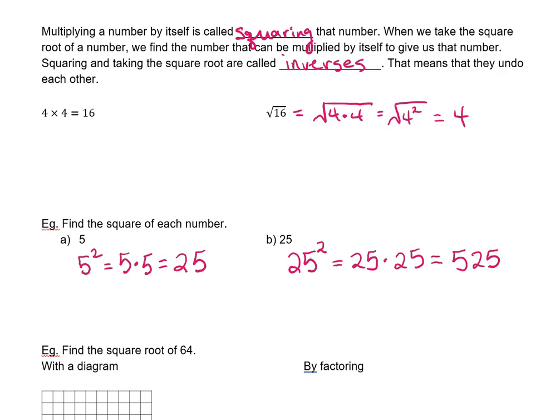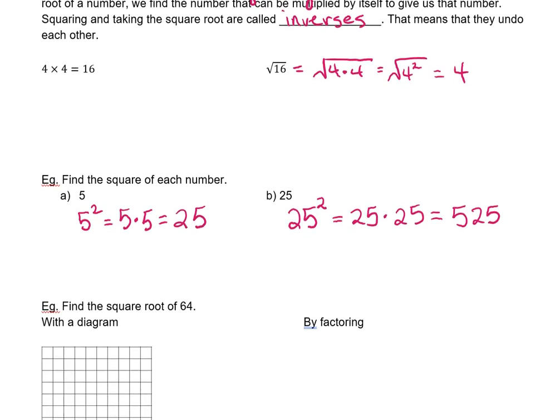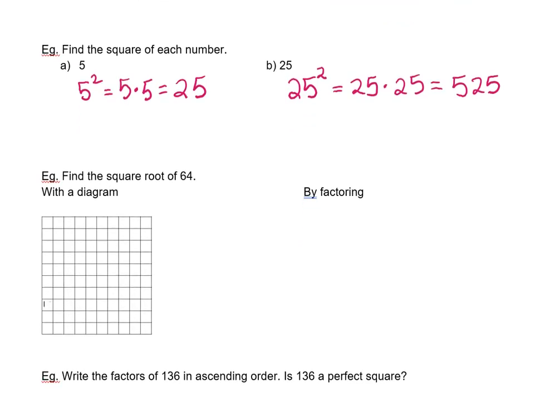Okay, so that would be 25 squared. Now if we want to find the square root, for example the square root of 64, we're looking for the number that multiplies by itself to get 64.